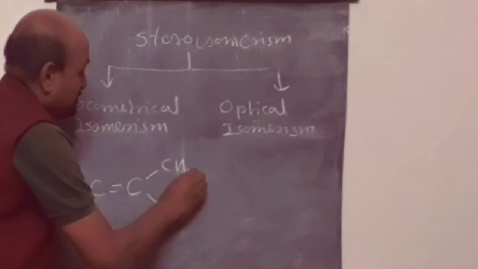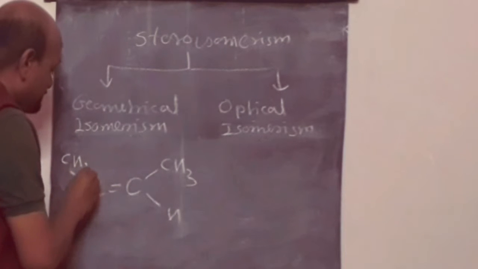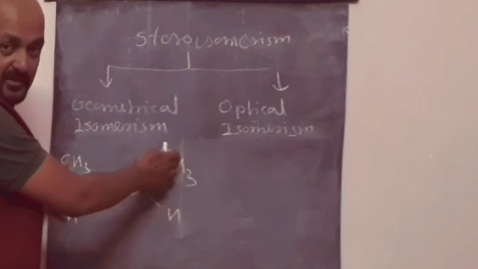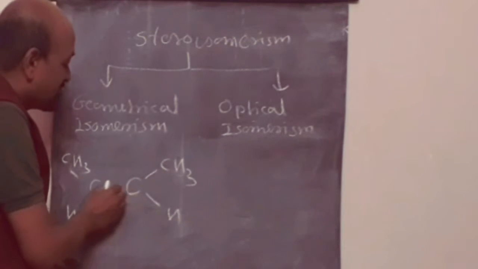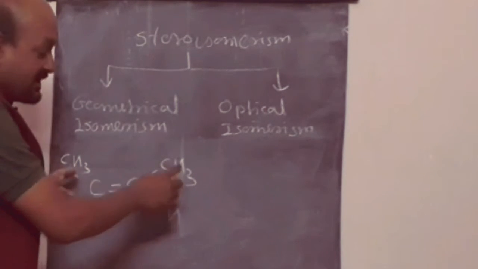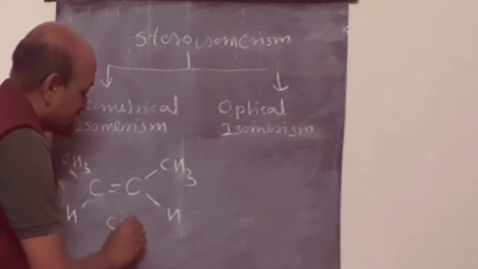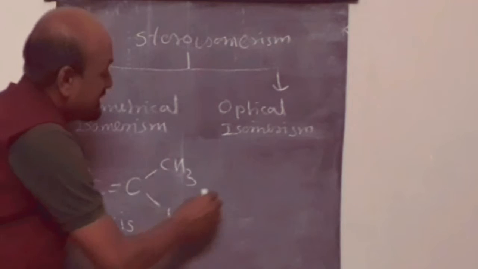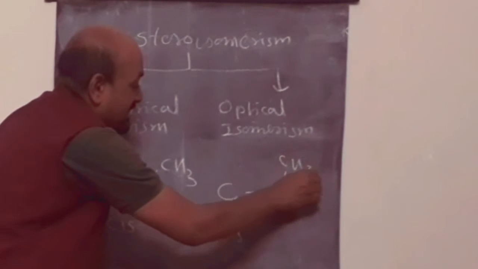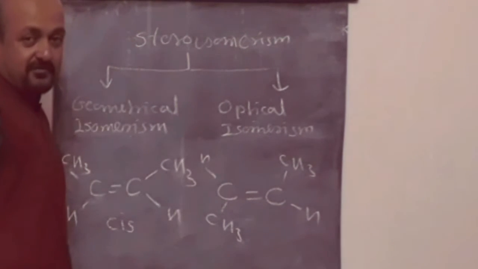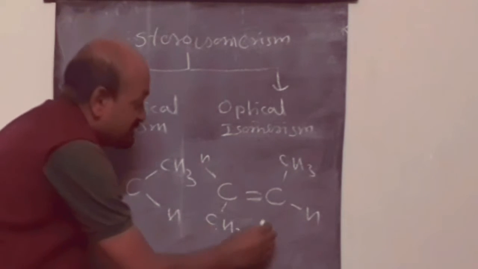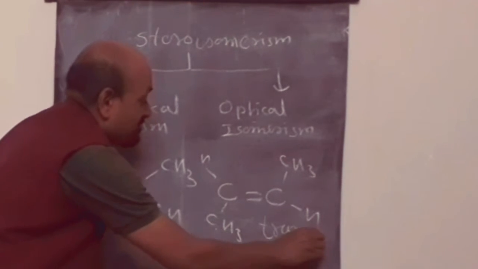For example, here these two methyl groups are on the same side of the double bond. Since there is no rotation about the carbon-carbon double bond, the position of the group is fixed. So this form is known as the cis form. Whereas if the methyl groups lie on the opposite side of the double bond, you see here, this is the double bond, and these two groups lie on opposite sides, so this form is known as the trans form.